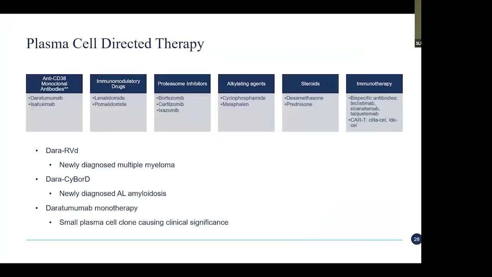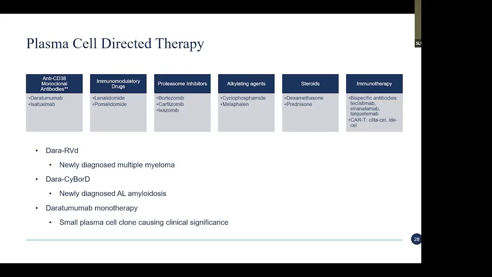So in terms of our plasma cell directed therapies, we have a lot of different types that we can use. As Dr. Malik has said, one of the best things that has changed within the past decade or so is really the introduction of anti-CD38 monoclonal antibodies like daratumumab, isatuximab. They're really well tolerated and really effective in targeting those plasma cells directly. So that is one of our strongest drugs that we use to target plasma cells. Other things that we see: immunomodulatory drugs, proteasome inhibitors, alkylating agents, steroids, immunotherapy.